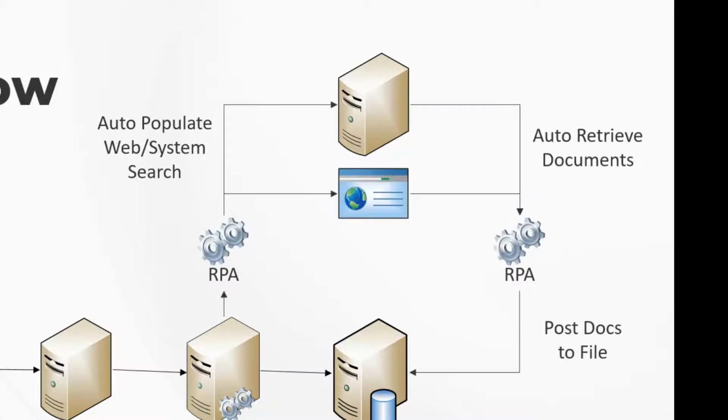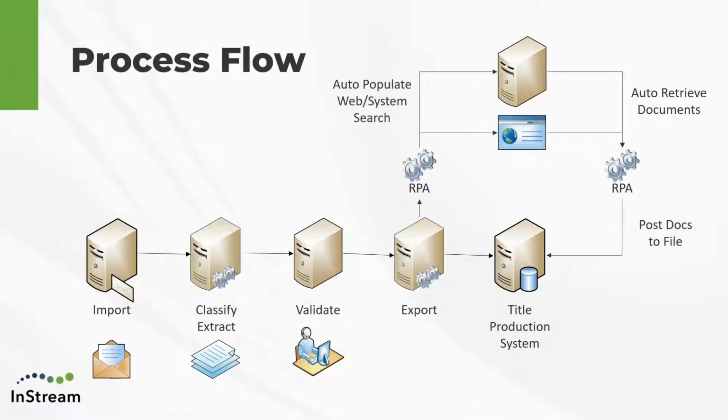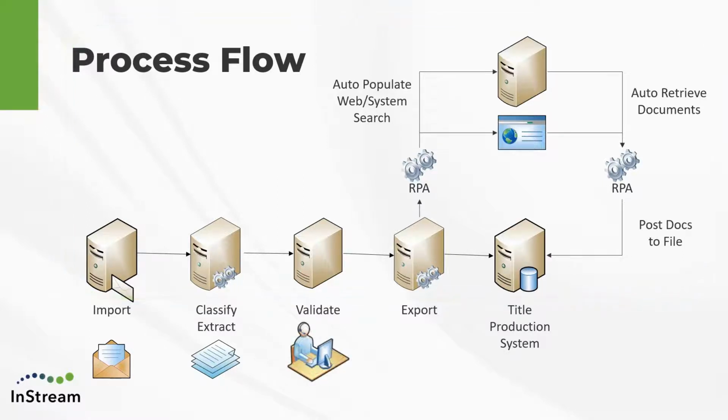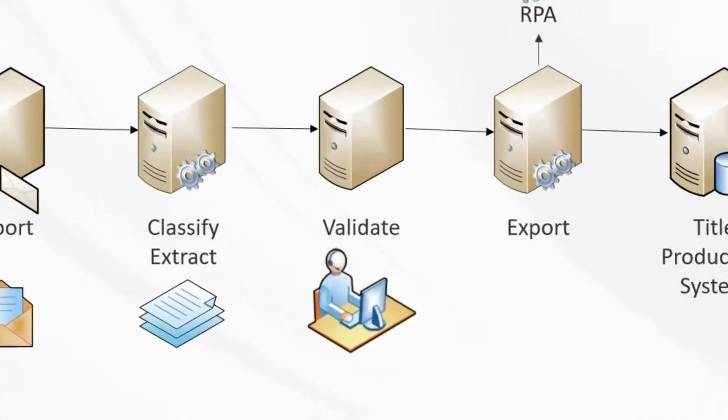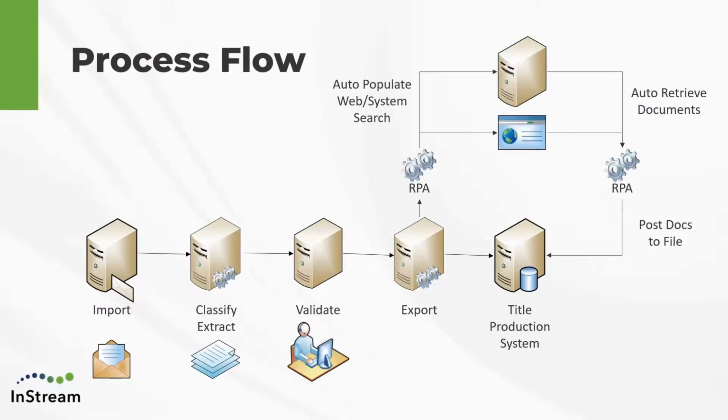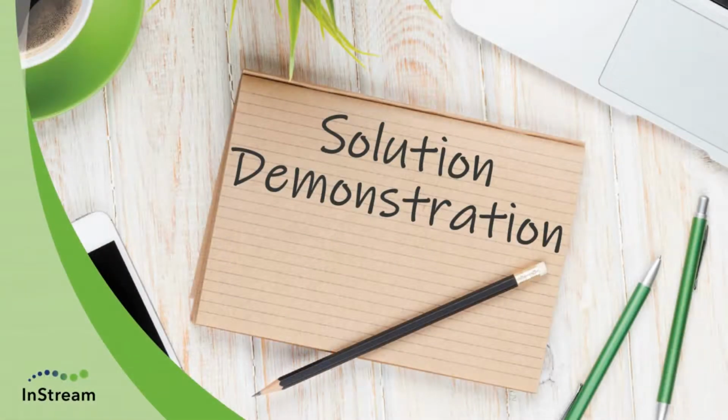The system will then wait for documents to be returned and then add them to the file in the title production system. I want to point out all of these steps in this process are running unattended in the server room or in the cloud. The only human interaction is the validation step, a safety net, if you will, to correct any low confidence values. In the demo, we will show you these steps, and you can see what's happening behind the scenes. However, in production, you would only see the validation step.